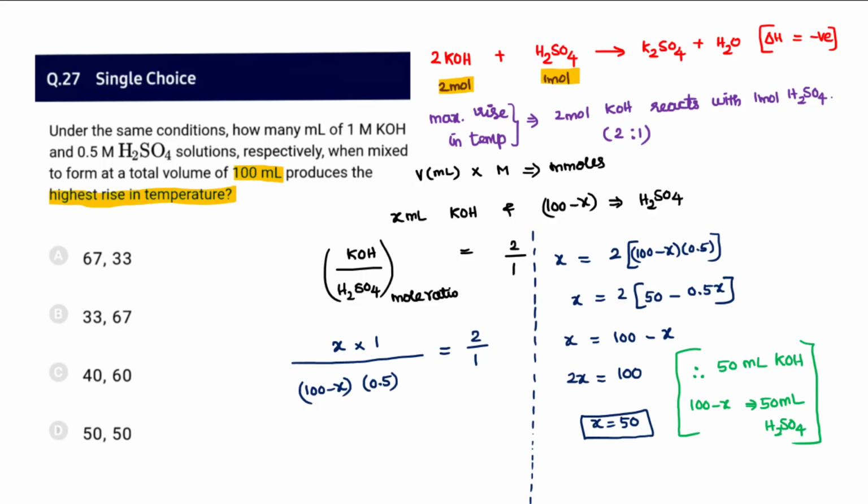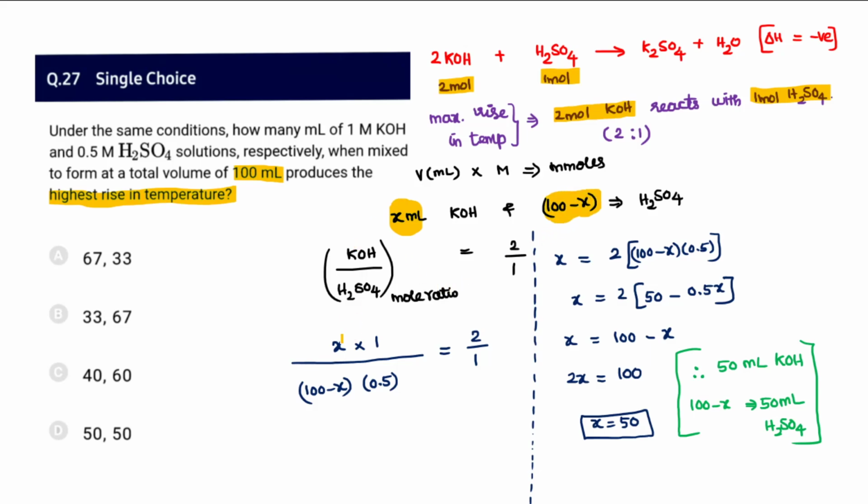The same question can also be sorted out in terms of the equivalent concept. Anyway, that's for your idea. So the maximum rise in temperature is when 2 moles of KOH react with 1 mole of sulfuric acid. And then we may say V mL into molarity gives millimoles. That's the formula. Let's say out of 100 mL, X mL is KOH and the remaining, 100 minus X, is sulfuric acid.